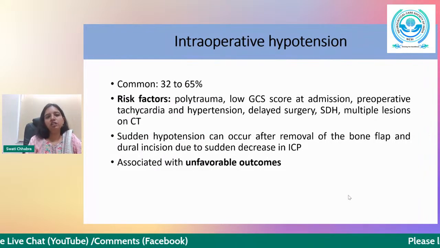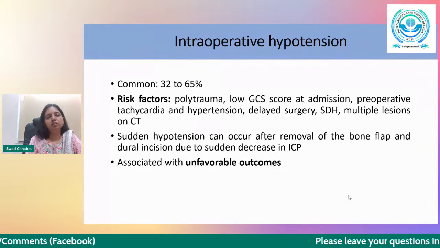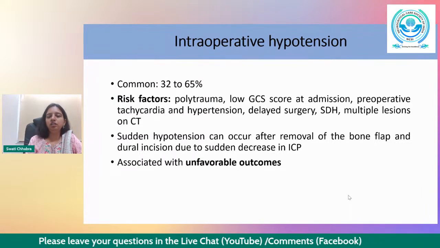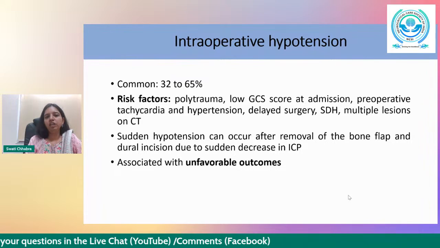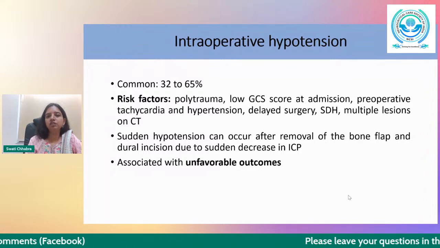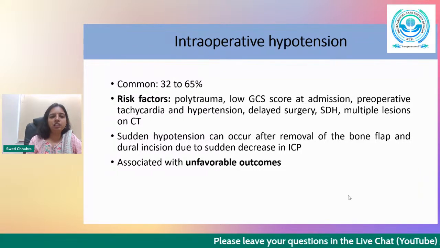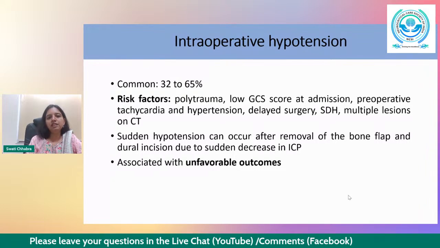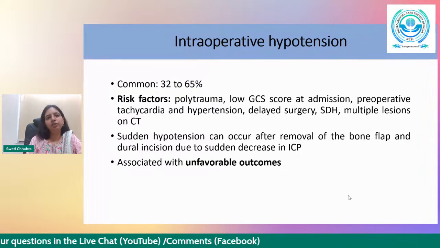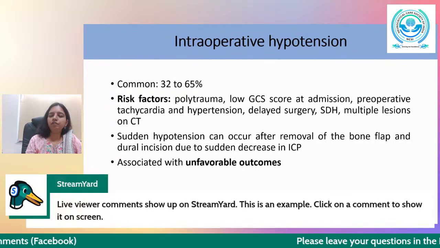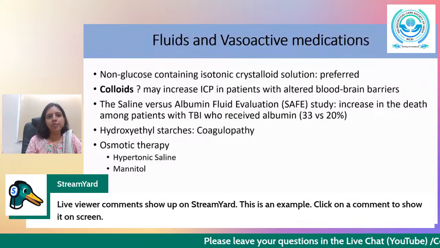Intraoperative hypertension occurs quite commonly during the procedures, as commonly as 32 to 65%. The risk factors could be polytrauma with other injuries in the abdomen or thorax, low GCS score at presentation, preoperative tachycardia and hypertension, delayed surgery, and multiple lesions on the CT head. Sudden hypertension can occur after removal of the bone flap due to a sudden decrease in ICP. And if the duration of intraoperative hypertension is prolonged, there is an association with unfavorable outcomes at 6 months.